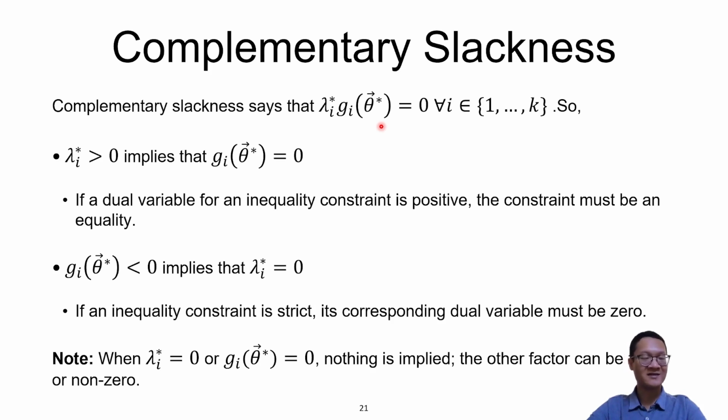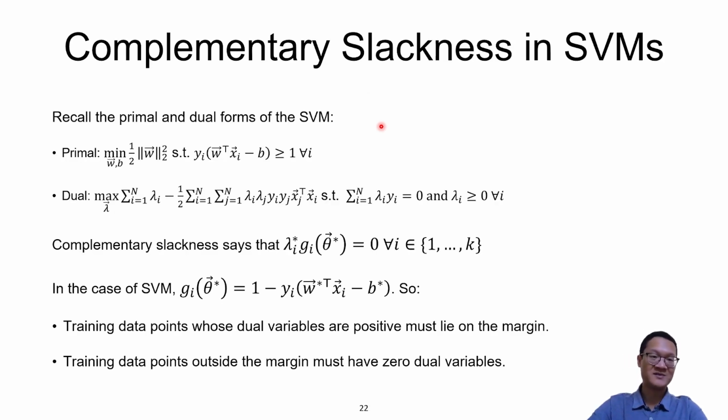So now we're going to apply this to SVMs. Here I write down the primal and the dual SVM problems again. And for complementary slackness, this is a condition. Again, lambda star i times g_i of theta star equals 0. For SVM, we have seen many times that our g_i of theta is this equation written in the form of something less than or equal to 0. So g_i of theta star actually equals 1 minus y_i (w star transpose x_i minus b star).